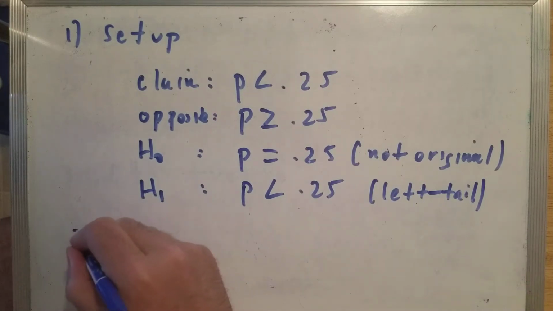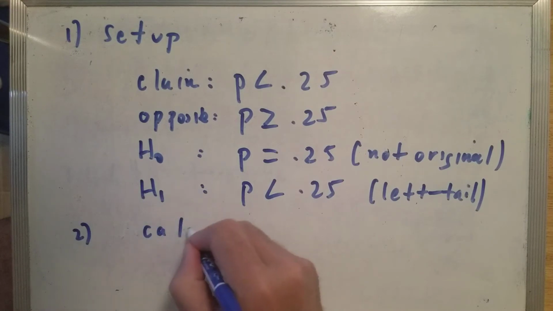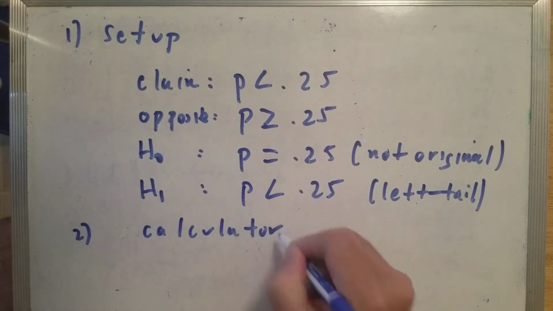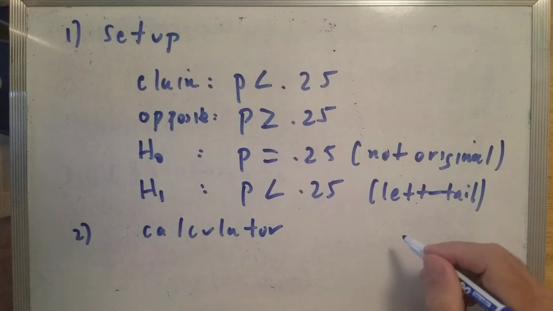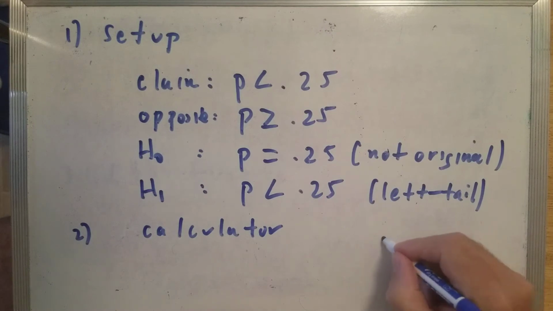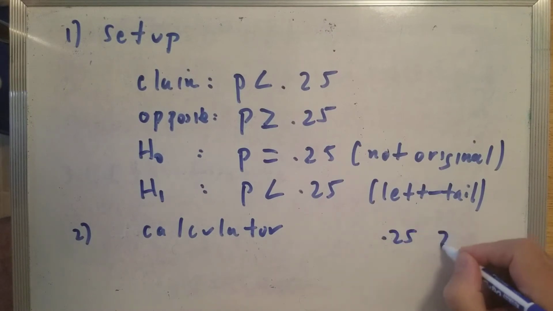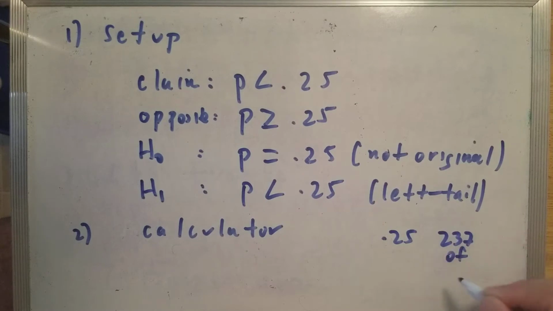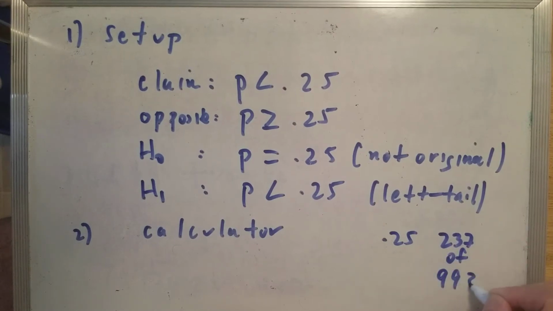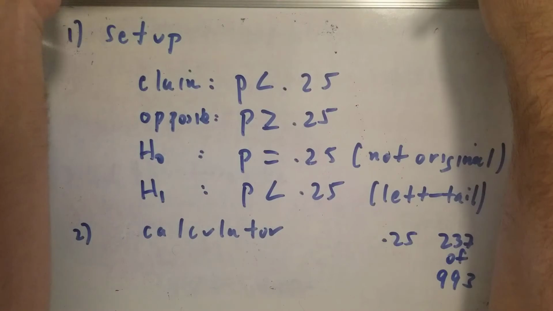Then number two is what we have to do on the calculator. Let me make a note of the 0.25, and it's 237 of 993 before I erase this board, because I'm going to need that for the calculator.